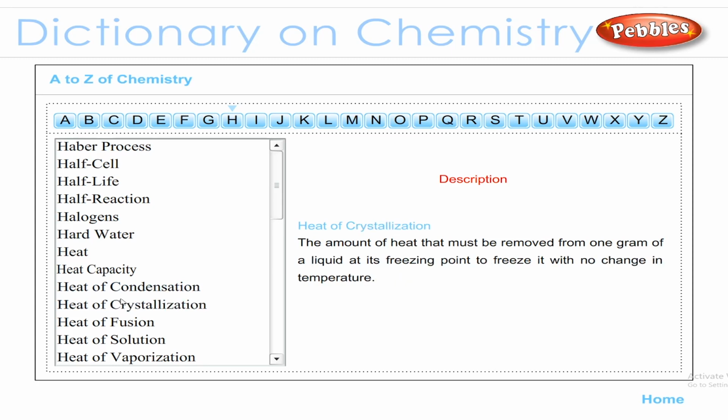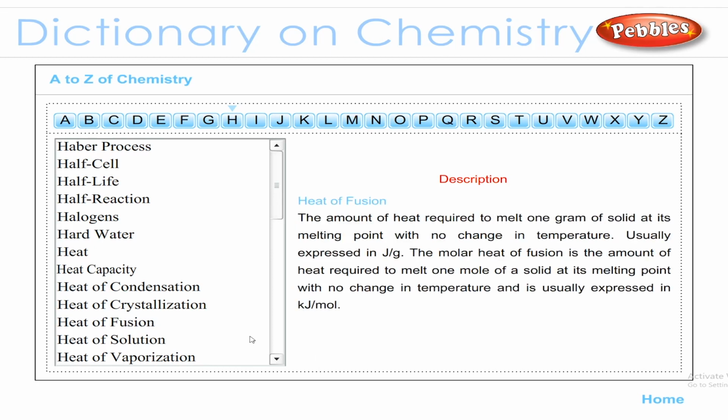Heat of crystallization. The amount of heat that must be removed from 1 gram of a liquid at its freezing point to freeze it with no change in temperature. Heat of fusion. The amount of heat required to melt 1 gram of solid at its melting point with no change in temperature, usually expressed in joules per gram.